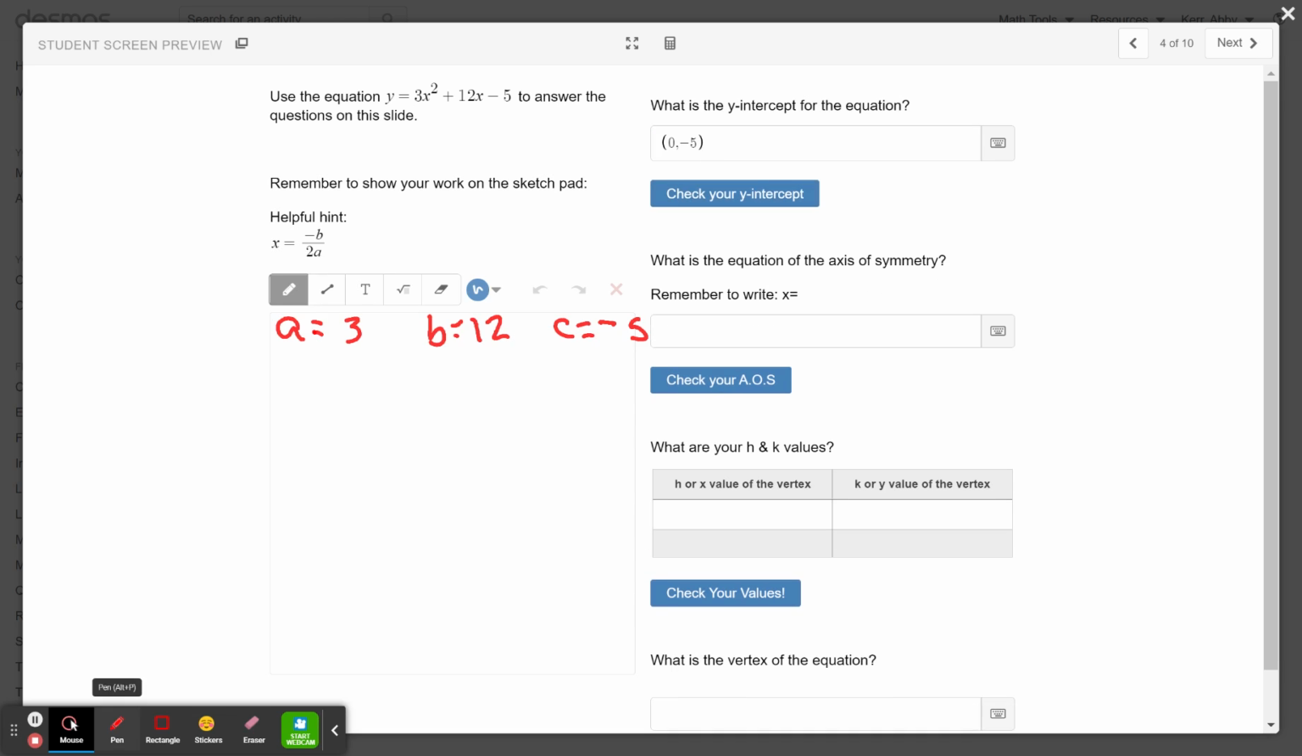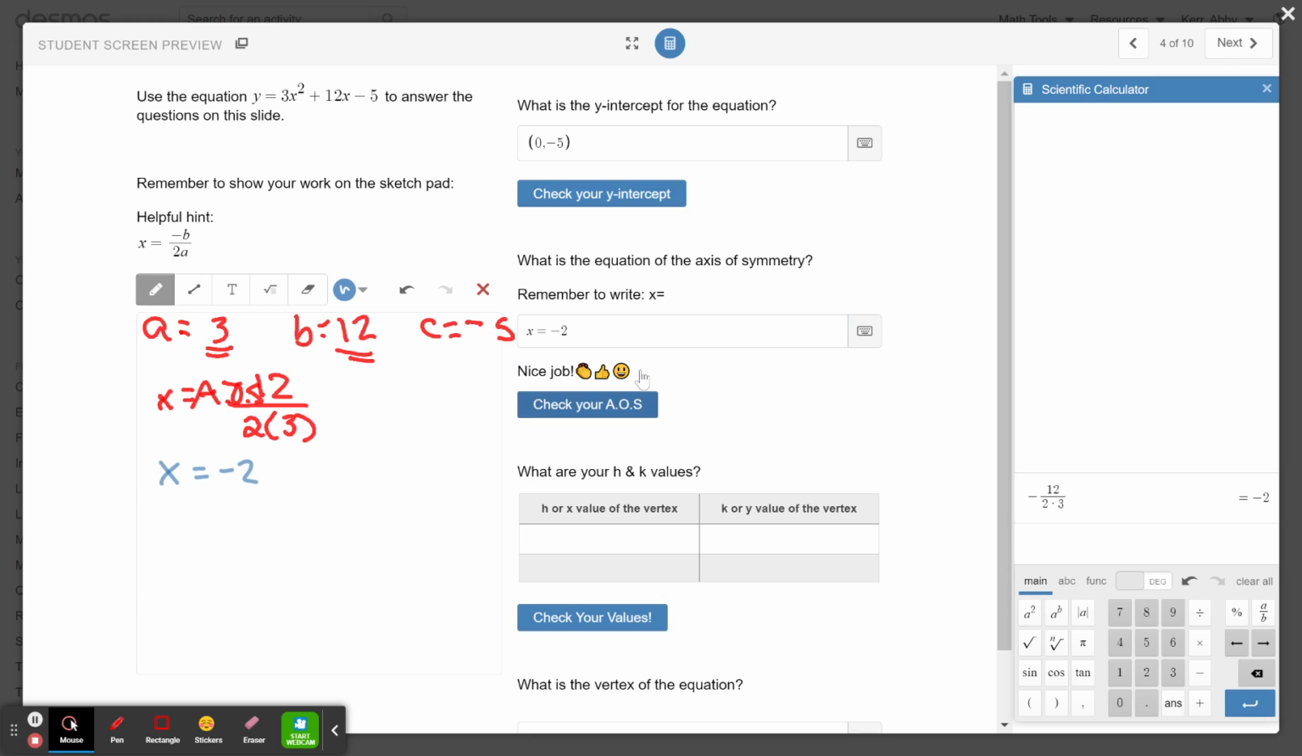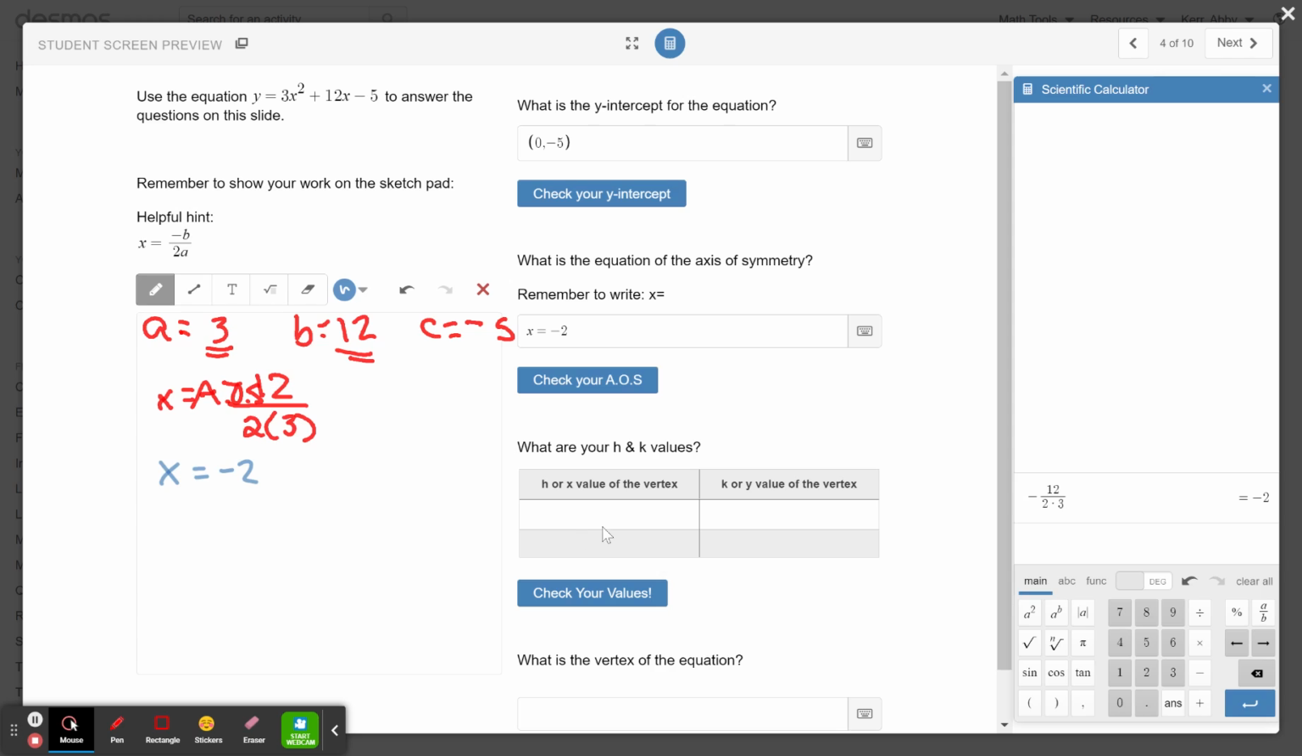Now we're going to use x equals, which is, remember, the axis of symmetry: the opposite of b over 2 times our a value. All we did was plug in our a on the bottom and our b on top. The negative and the 2 stay because that is part of the equation. So then -12 divided by 2 times 3 gets you -2. So my x value is -2. Let's double check this. All right, cool. So then we can move on, and you can check it here as well.